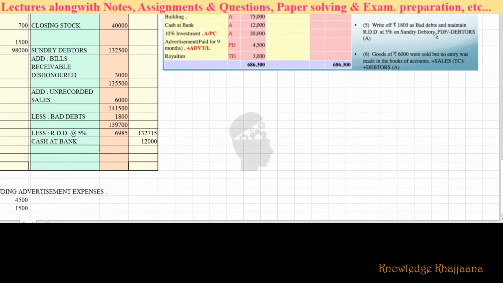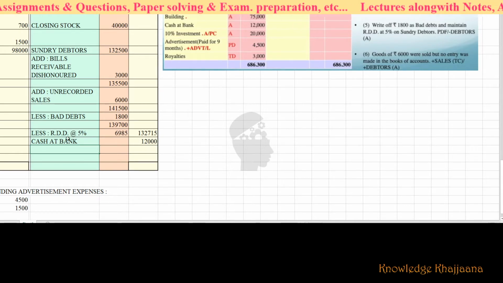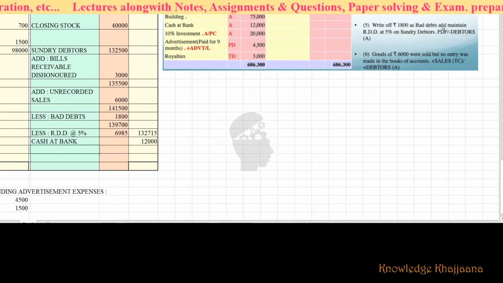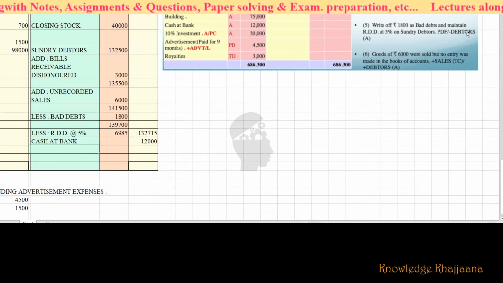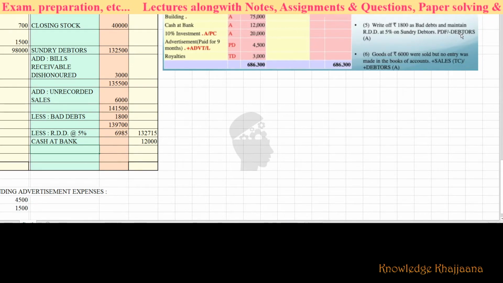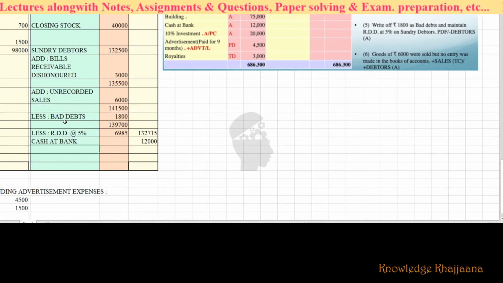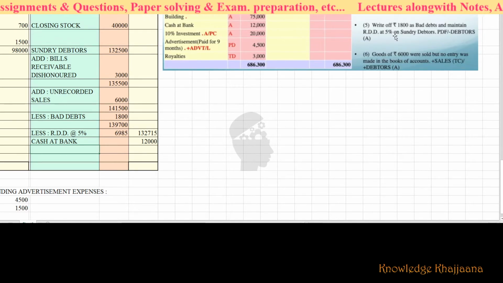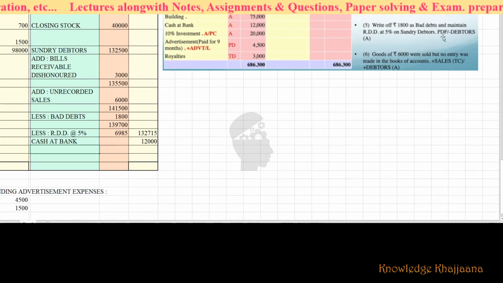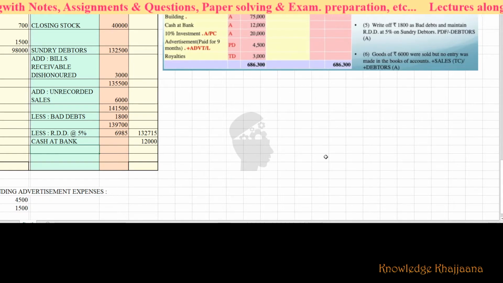Now we have done only one adjustment, of this return of bad debts value and RDD value, but one more adjustment we have to do. We just deducted both the things from the debtors, but we have to do its adjustment in the profit and loss account also, right?